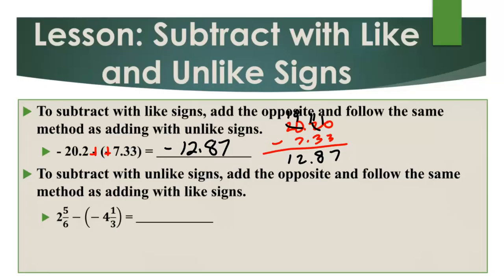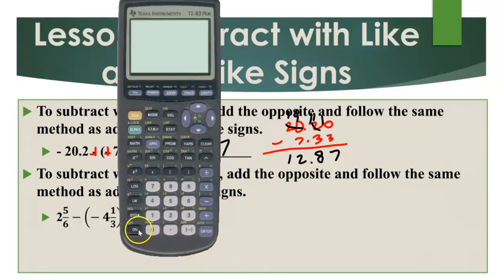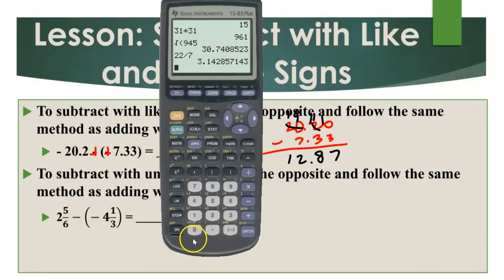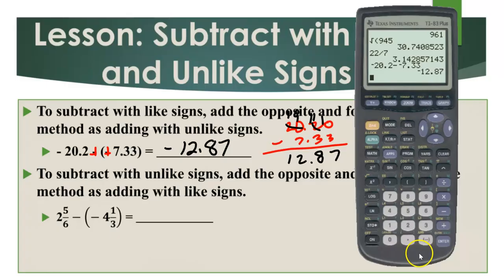Now, if you wanted to use your calculator to verify it, you could easily do that. You can actually put the original problem in there as negative 20.2 minus a negative 7.33, and that's going to give us a negative 12.87, which is what we had.